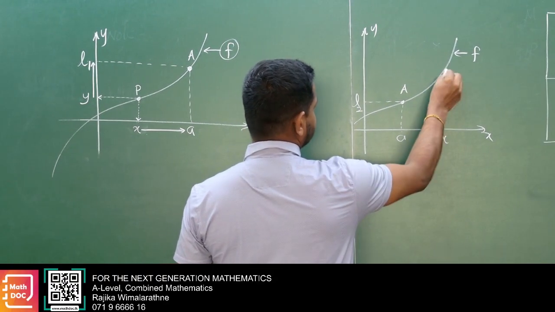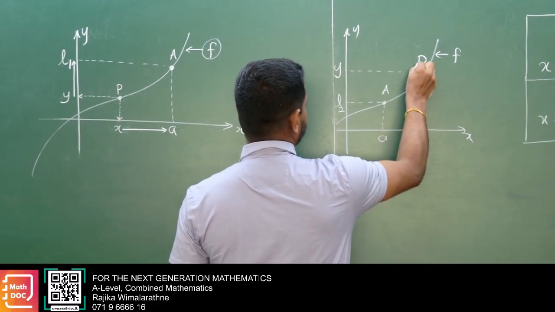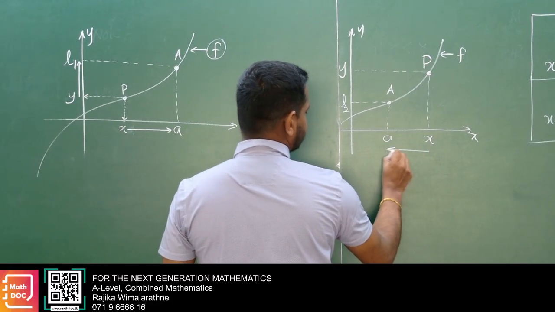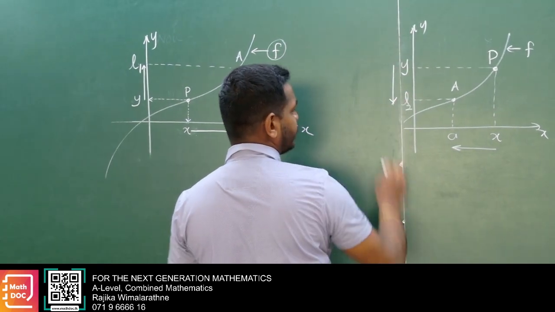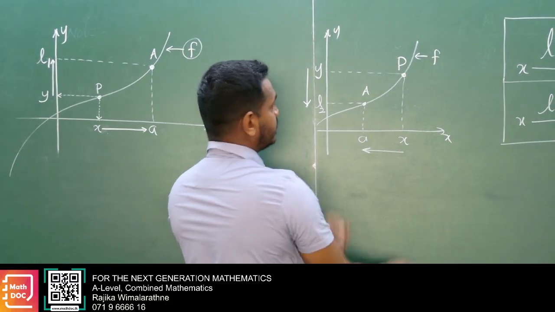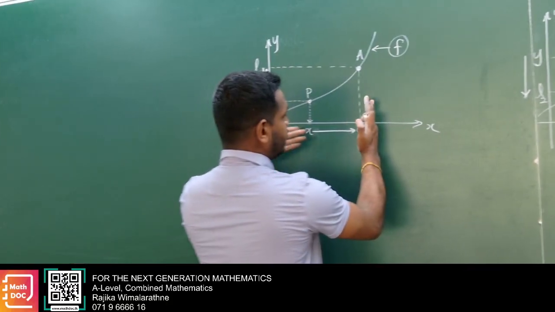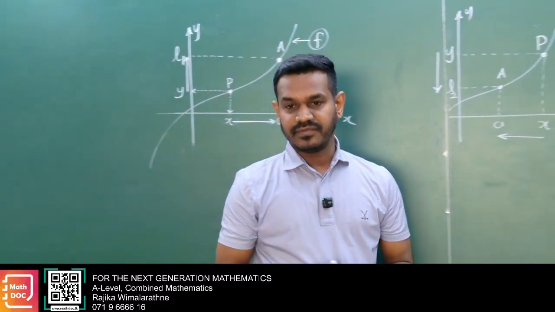Then here variable x, here variable y, here variable point P. Now x varies from the right hand side of A. Then according to that y goes to L2. Then here we say right hand limit. Then here we say left hand limit. Right hand limit and left hand limit.